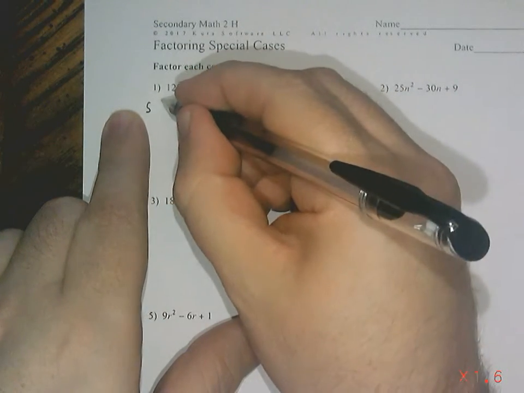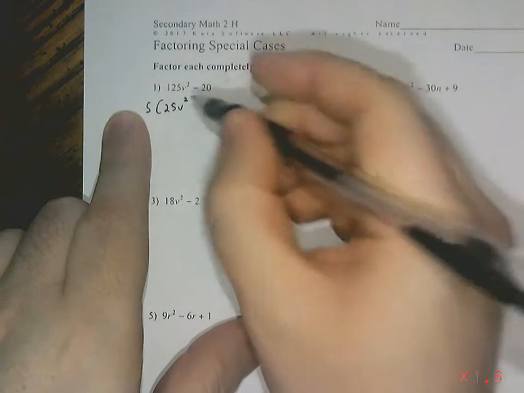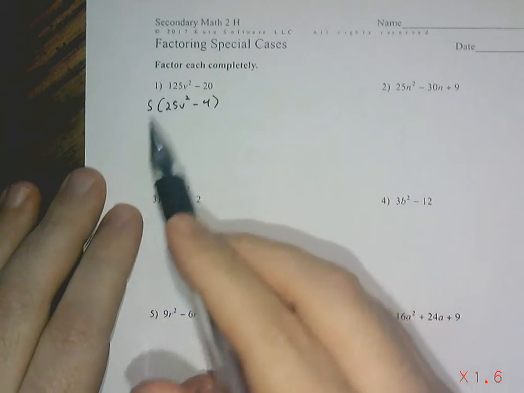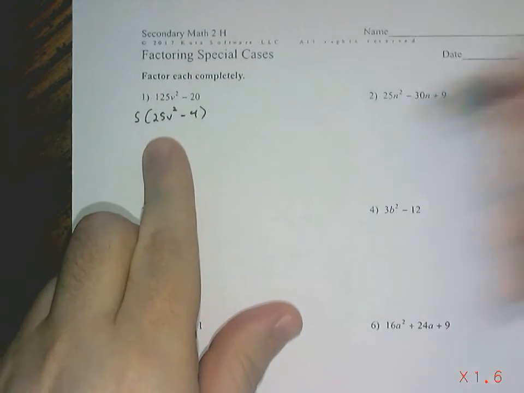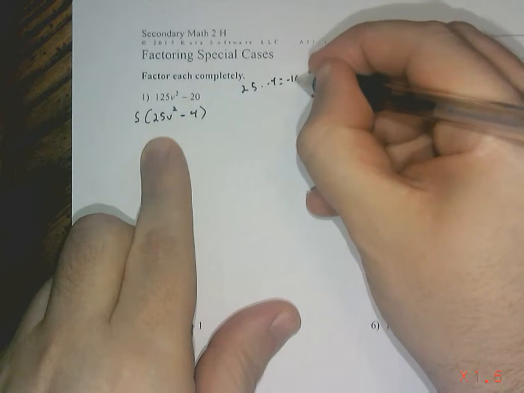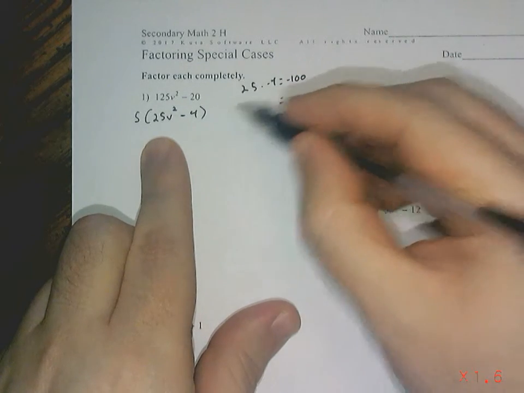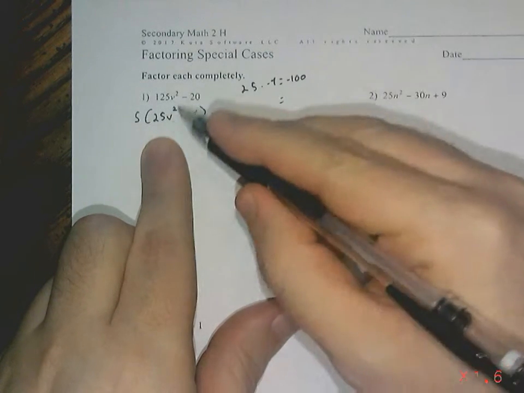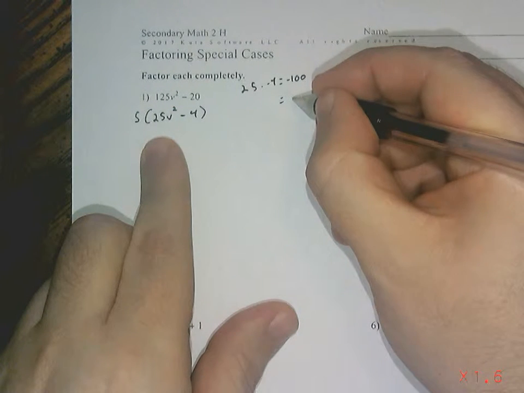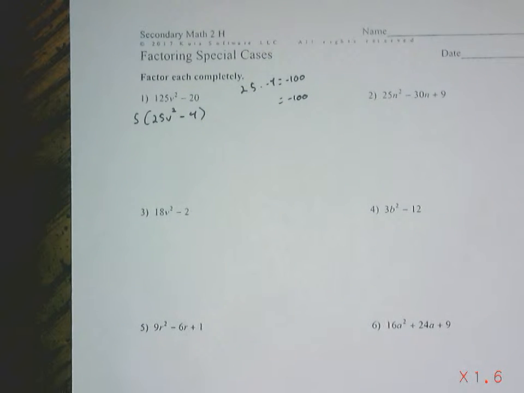So 5 leaves me with 25v squared, and then minus 4. Okay? That's a little bit easier to work with. Now, this is going to be the long way of doing it. So 25 times negative 4 is going to be negative 100, right? So I want two factors of negative 100 that'll add up to 0. Okay? So negative 100 is what it needs to equal, and I need two factors.